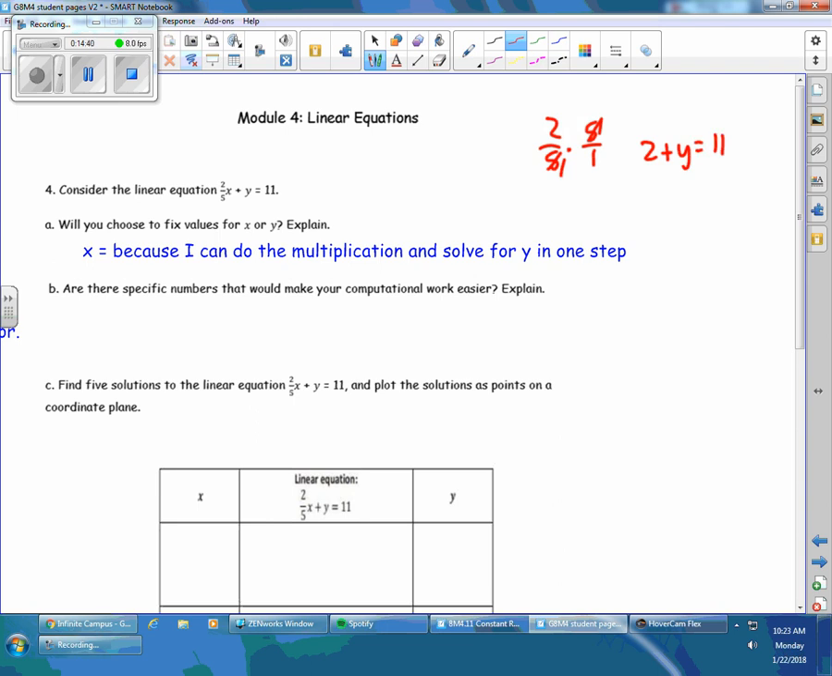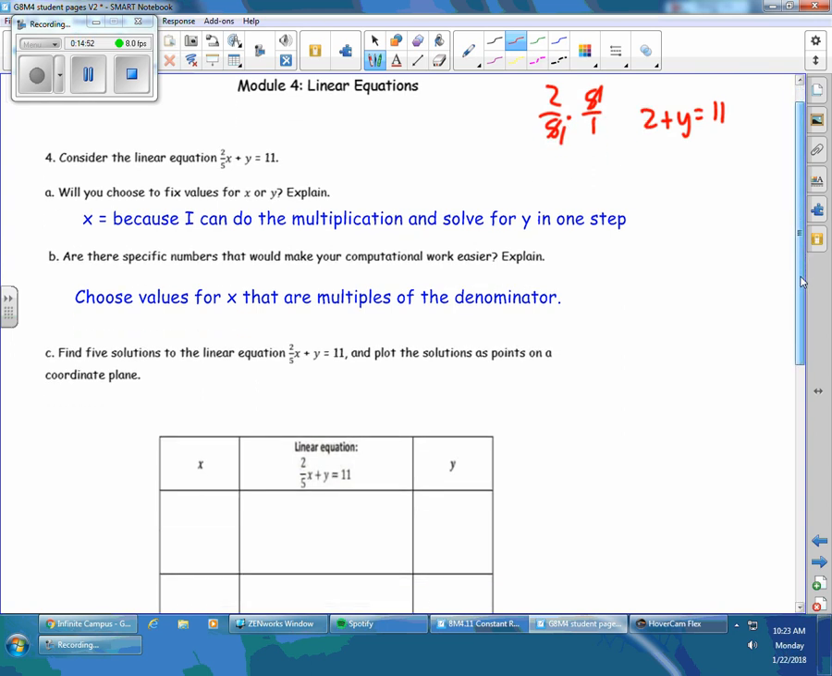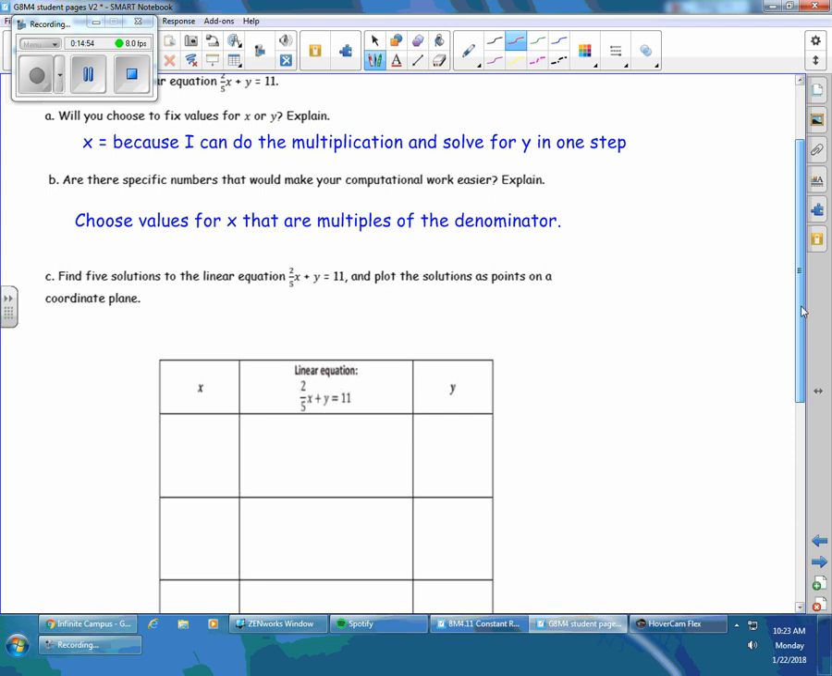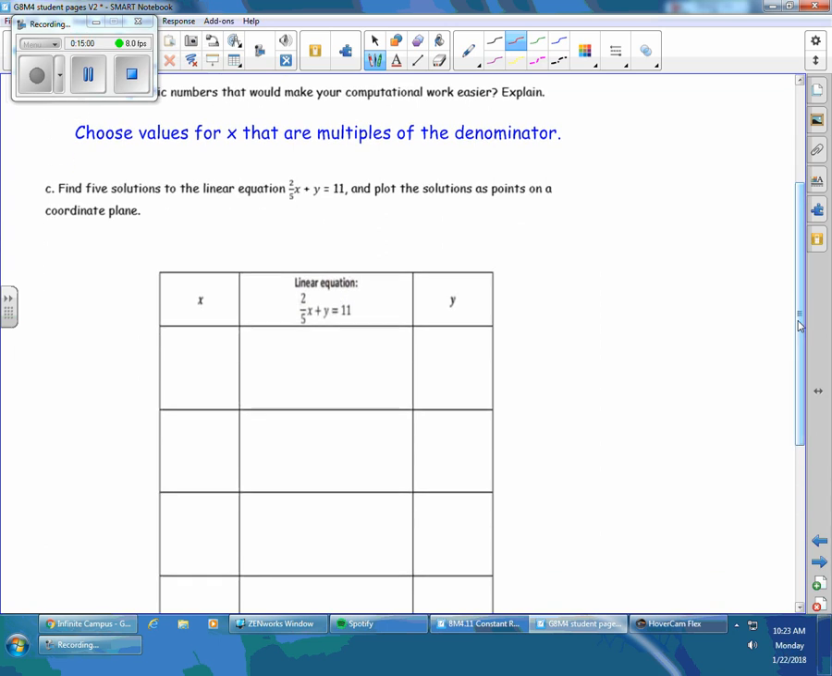So I'm going to say, if it's a fraction, I want to choose values for x that are multiples of the denominator. That way I can take care of my fraction before I start multiplying. So I'm always going to start, it says find 5 solutions and plot the solutions as points on the coordinate plane. So I'm going to always start with 0.